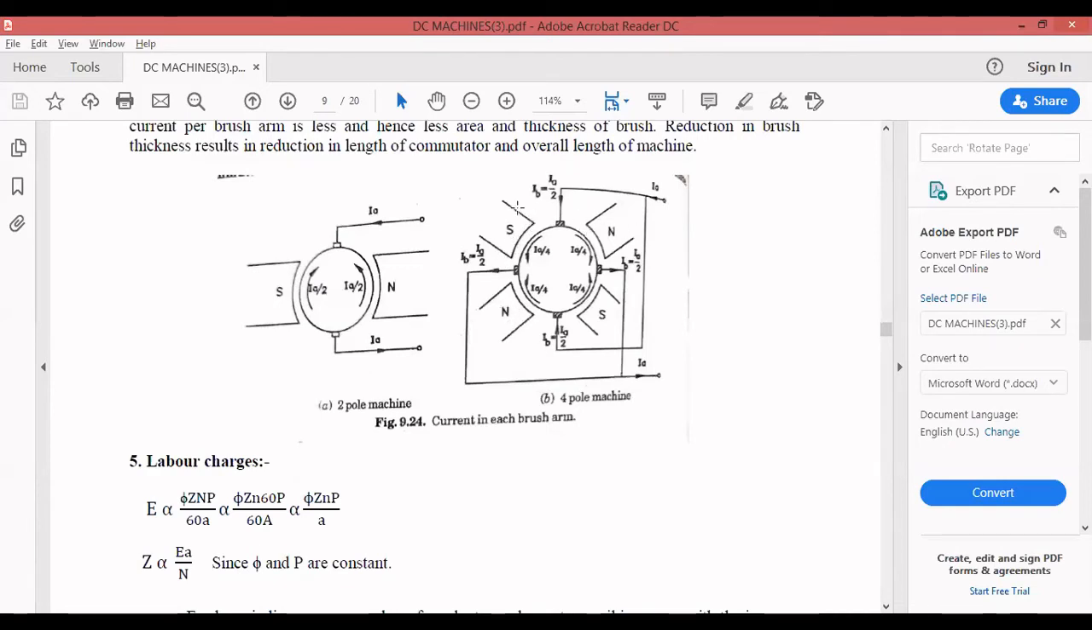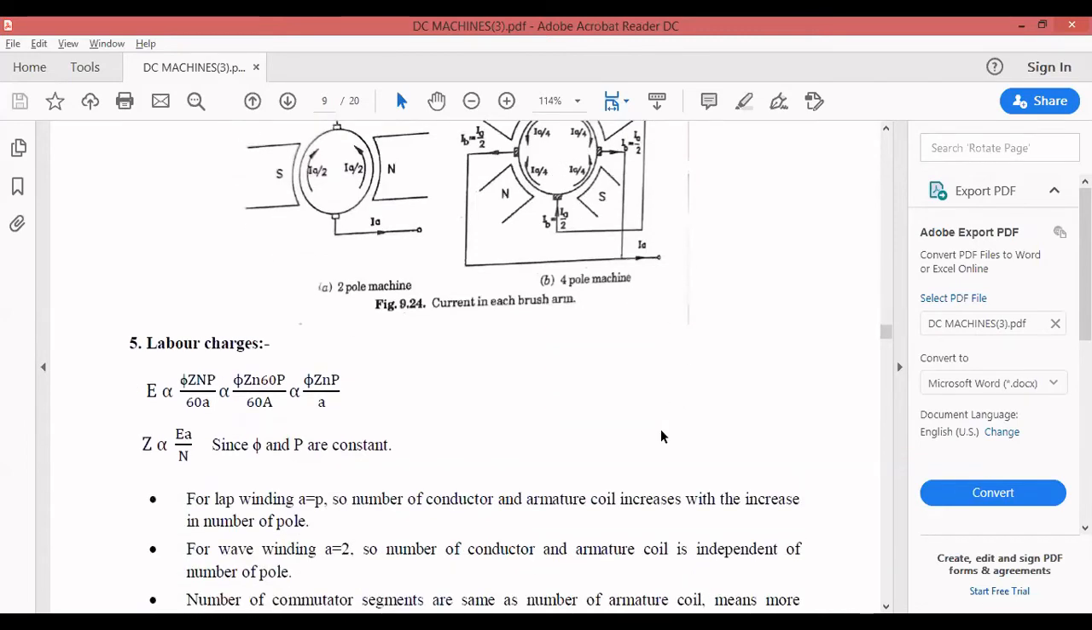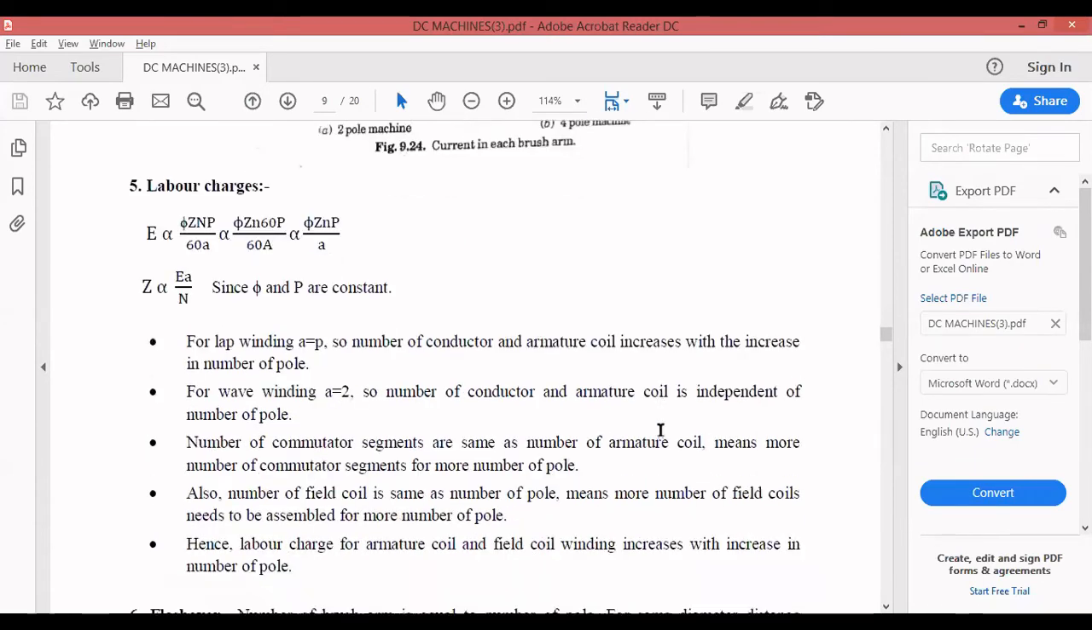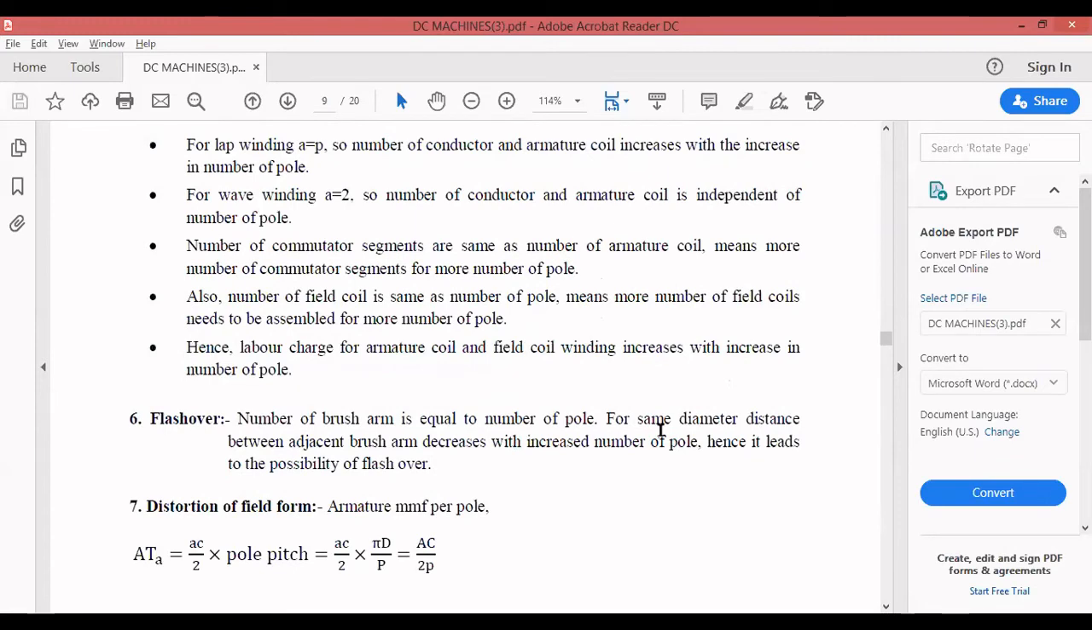For four poles, to wind the field winding around these poles, we require more labor charge. And even for making the armature winding, it also increases, since the number of conductors placed in the armature winding also increases. So finally, you can say that if you go for more number of poles, then the labor charges increase. That is the case.